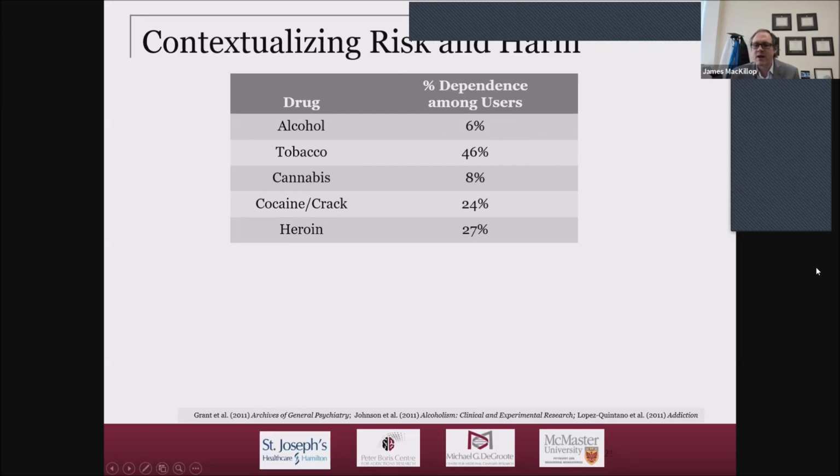So not for the general population, but for people who are using the drug, what's the relative level of prevalence? What you can see is that actually the highest level of clinically significant problems is for tobacco. About half of people who reported being smokers met criteria for tobacco use disorder, about a quarter for cocaine and heroin. Alcohol was 6%, so approaching 1 in 20, and cannabis was a little bit higher, around 8%. So between 1 in 20 and 1 in 10.